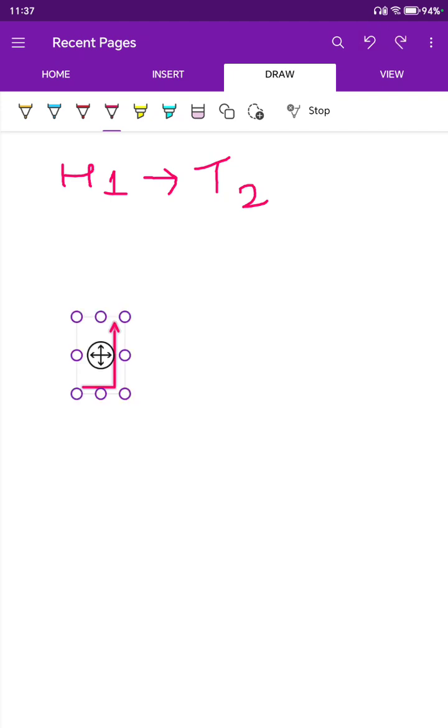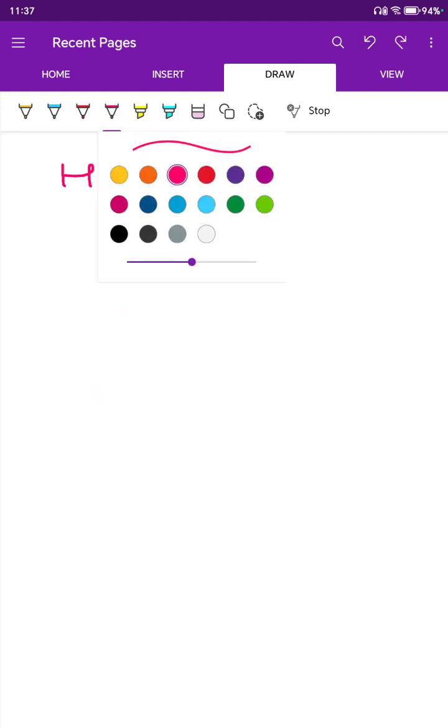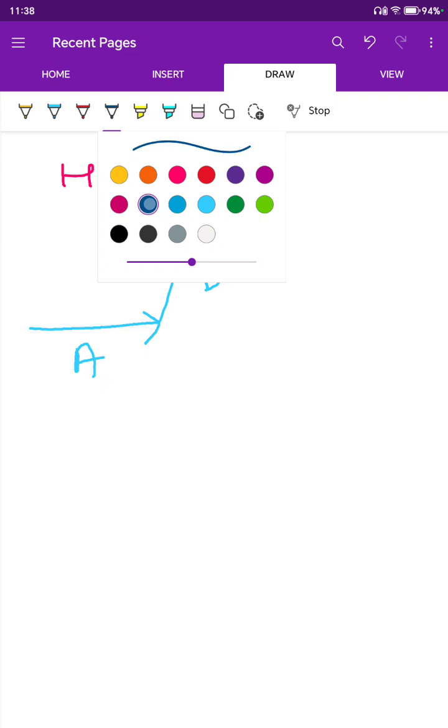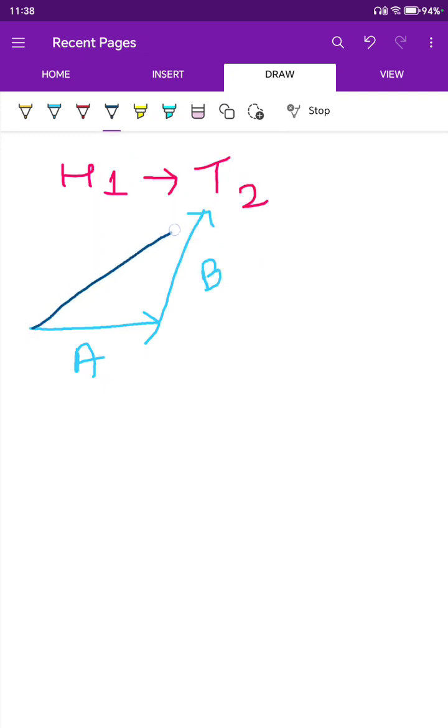I'll draw it by hand. No issue. So let's take it as the first vector. Let's take it as the B vector, the second vector. Let's say B. First vector is A, and the resultant vector is A plus B vector. This is A plus B vector. All the vector signs here, A and B, so you remember that.